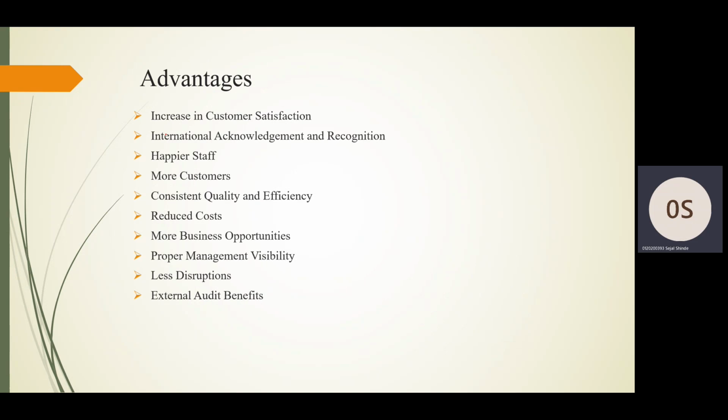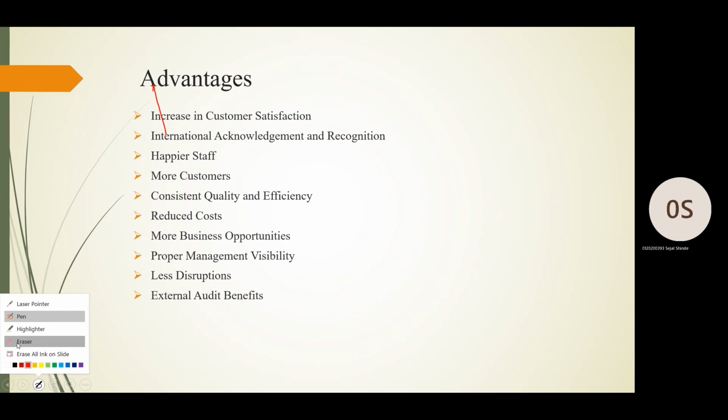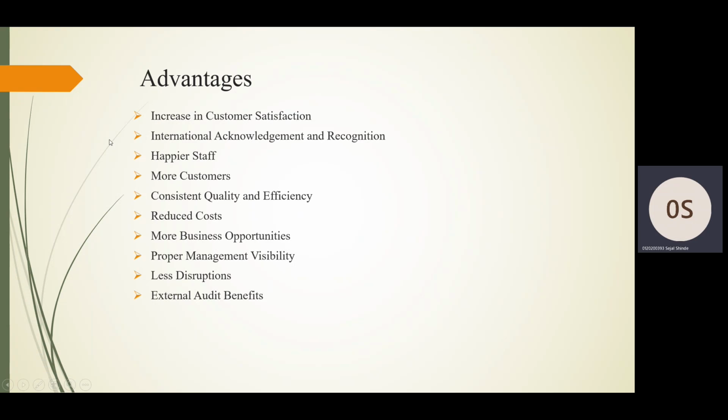So let's see some advantages of the ISO model. The first one is the increase in customer satisfaction. Second one is international acknowledgement and recognition. The third one is happier staff. Fourth one is more customers. Next one, consistent quality and efficiency. Reduced cost, more business opportunities, proper management visibility, less disruptions, external audit benefits.